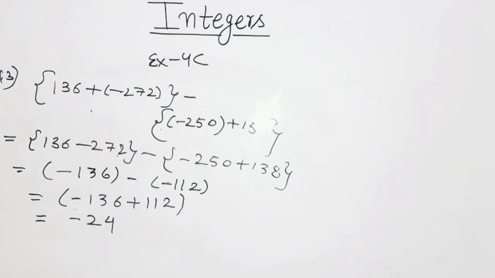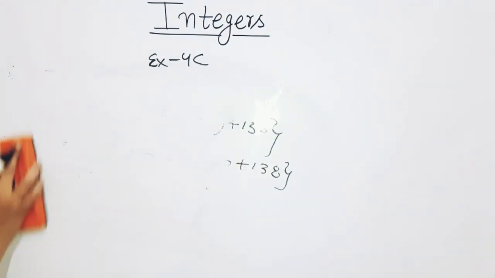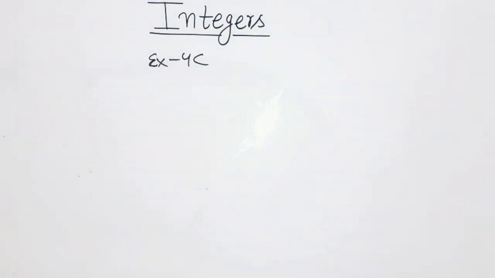I hope all of you have understood question number 3. Now coming to question number 4. Question number 4 says that from the sum of 33 and minus 47 subtract minus 84.